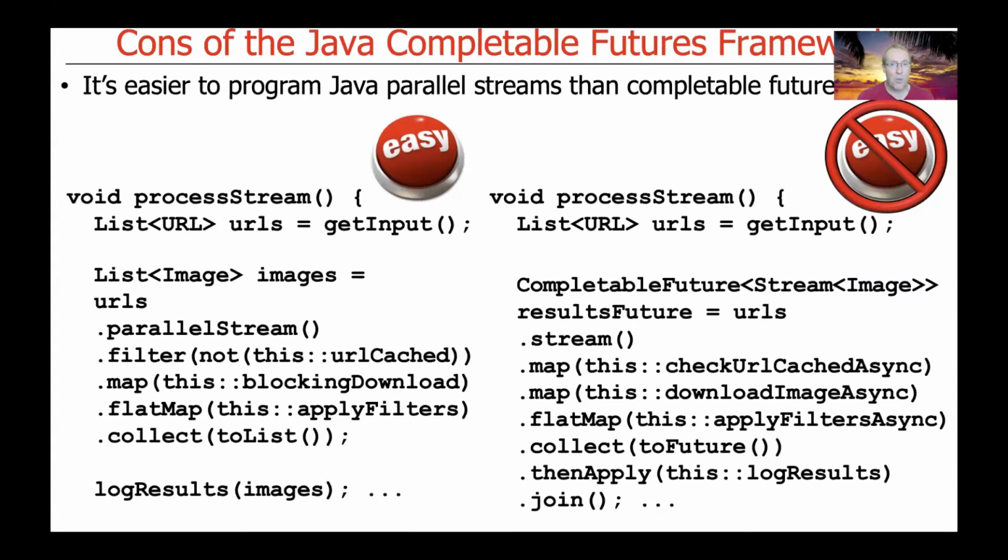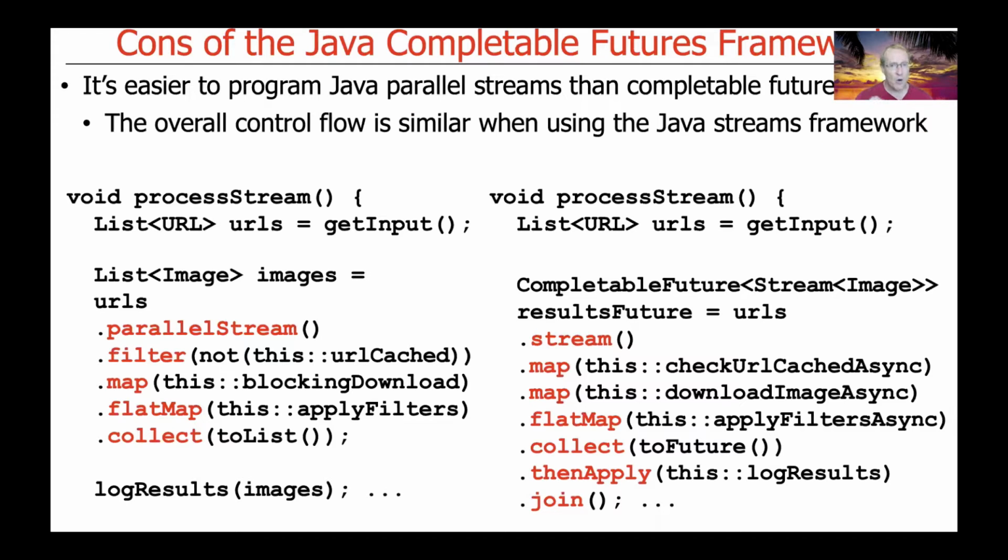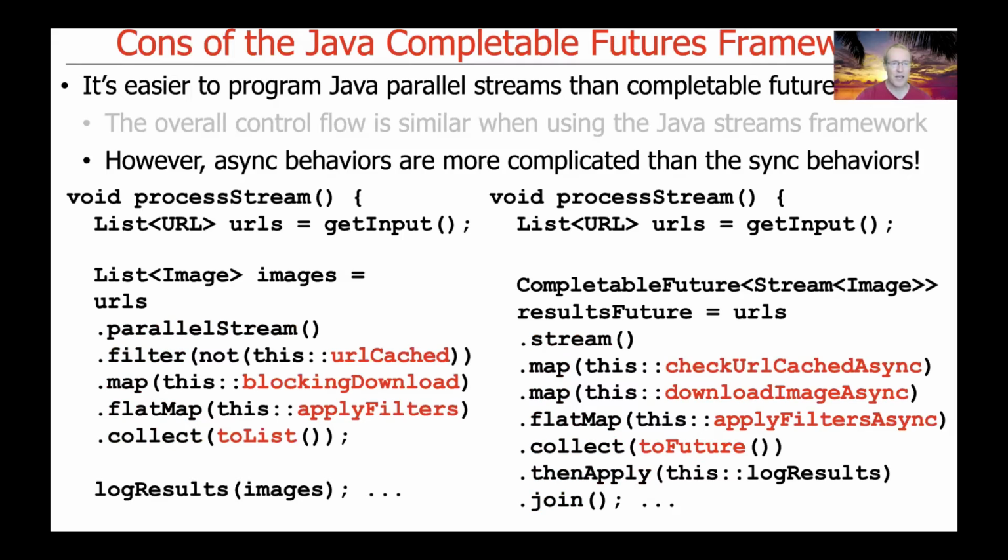So first and foremost, it's easier to program parallel streams in general than it is to program completable futures. And comparing these two programs side by side helps to clarify and codify why that is. Now, the overall flow of control is very similar because we're using Java streams for both of them. But on the left-hand side, we're using parallel streams. On the right-hand side, you're using sequential streams with asynchronous processing. And you can see there are just more steps, and each of the steps is more complicated.